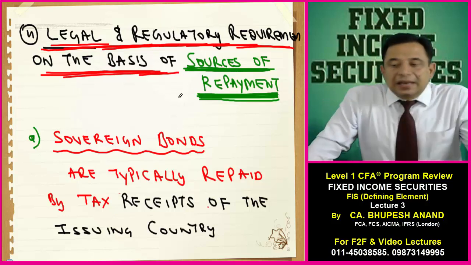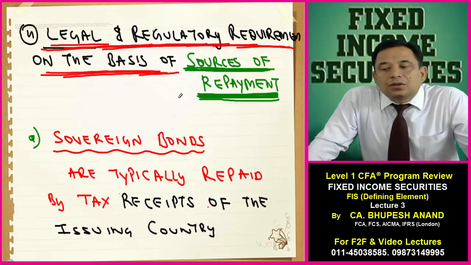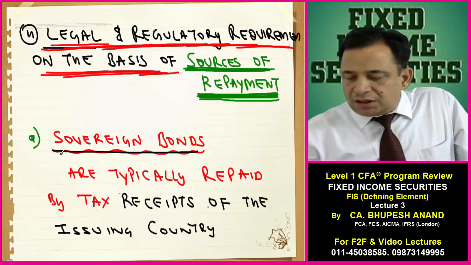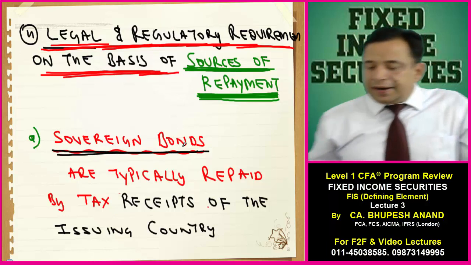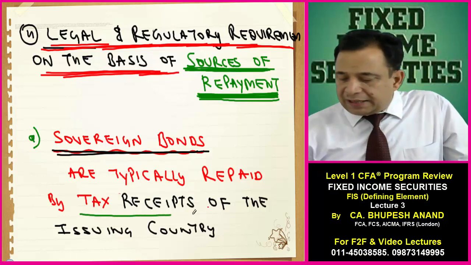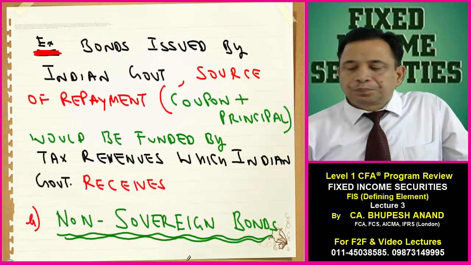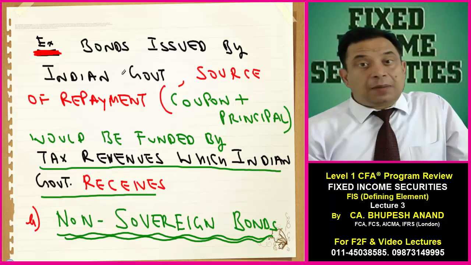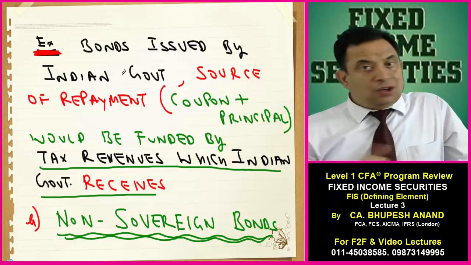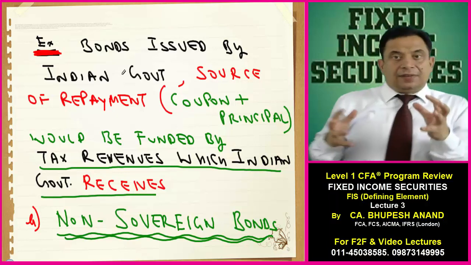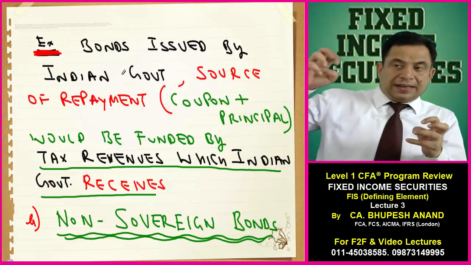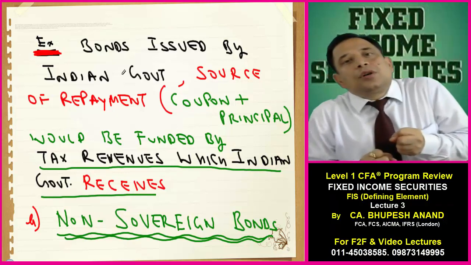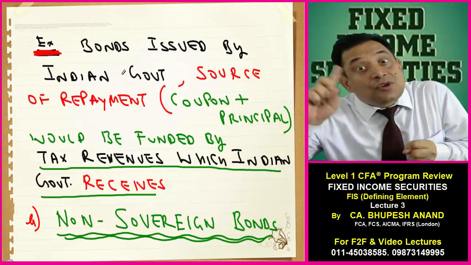So the fourth point, legal and regulatory requirements on the basis of sources of repayment. So first is sovereign bonds. Sovereign bonds are typically repaid by tax receipts of the issuing country, and would be funded by tax revenues with Indian government. In the example I have given, supposing the bonds are issued by Indian government and those are to be repaid, then that will be funded with the help of the tax revenues which Indian government receives. Non-sovereign bonds. These are government bonds, but they are not being issued by central government.